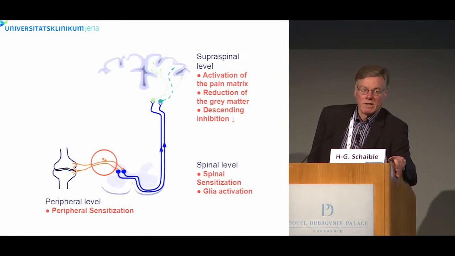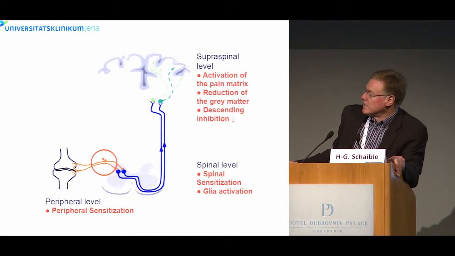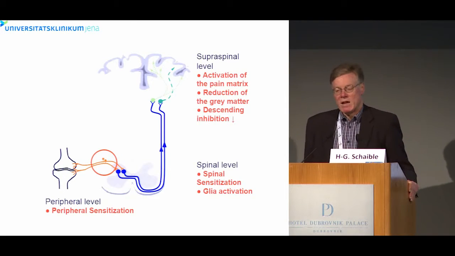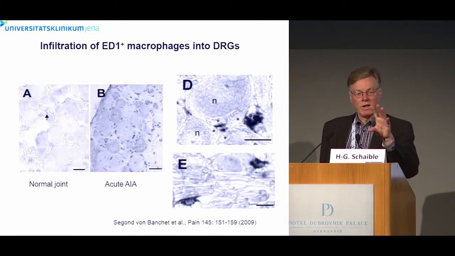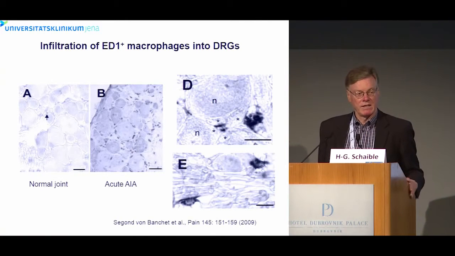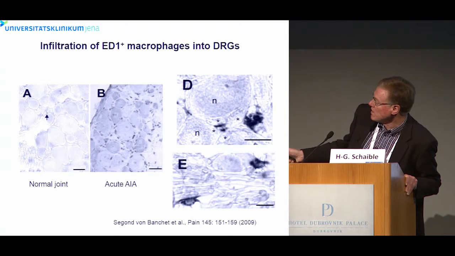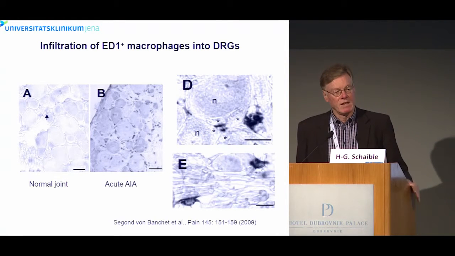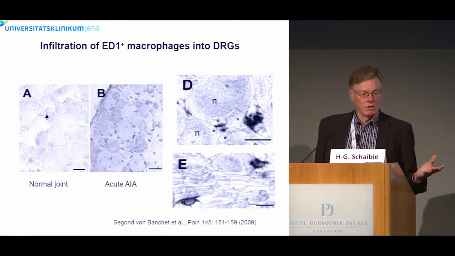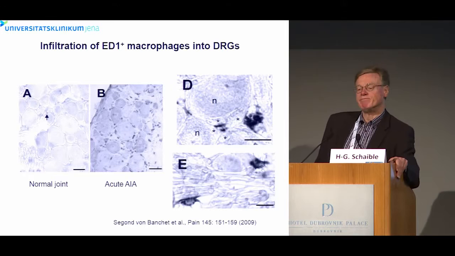A second site in the periphery, which could be of importance, is in fact the dorsal root ganglia themselves. Here are the cell bodies of the neurons located. And what we and others found is that during arthritis, obviously macrophages invade these dorsal root ganglia. You see here macrophages. This is a normal situation. This is the inflammatory model. And you see here really macrophages going into these dorsal root ganglia. So obviously, far away from the joint, macrophages invade nervous structures. The question is, what are they doing there?